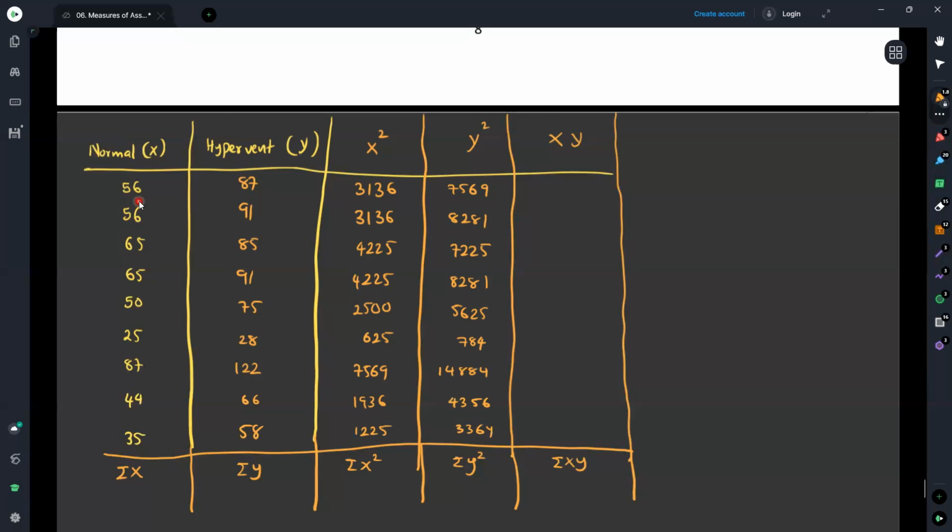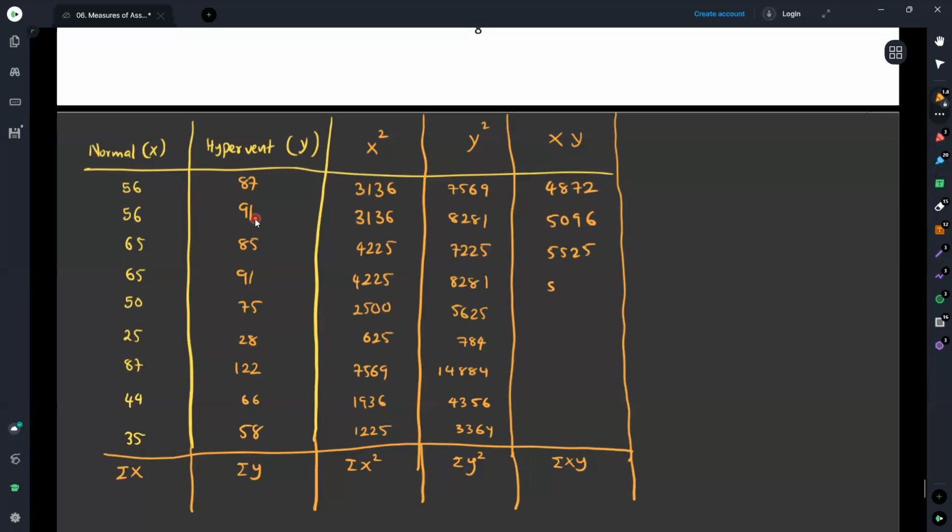Then, to obtain the next column, what we can do is take the multiplication of the x and y columns. As the first value, we can get the multiplication of 56 and 87. 56 multiplied by 87, we are getting the value as 4,872. Then the next value can be obtained as 56 into 91. Then we'll get it as 5,096. Then in a similar manner, we'll get the values.